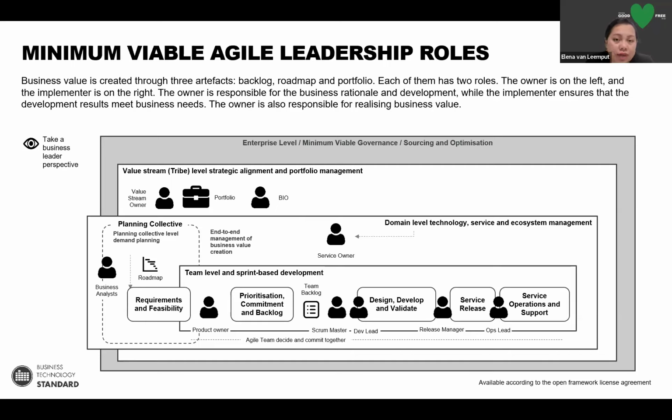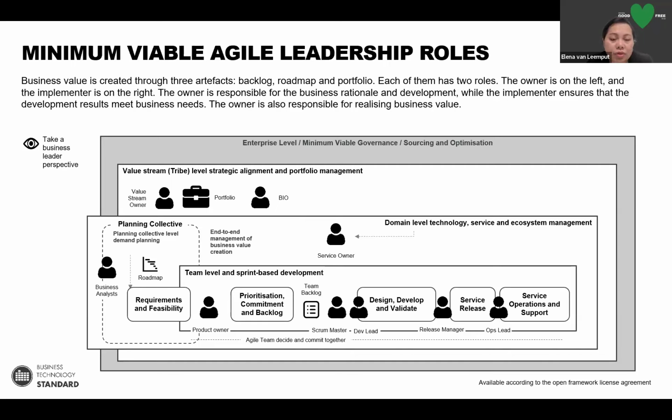So each of these artifacts is handled by different roles. For example, the team backlog is managed by the product owner. Here we have the product owner. The product owner manages the team backlog, and he or she is supported by the Scrum Master and the commitment of the Agile team, essentially. The team aims to develop and release work items from the backlog, and the prioritization of stories within the team backlog is essentially the primary goal of the planning process.